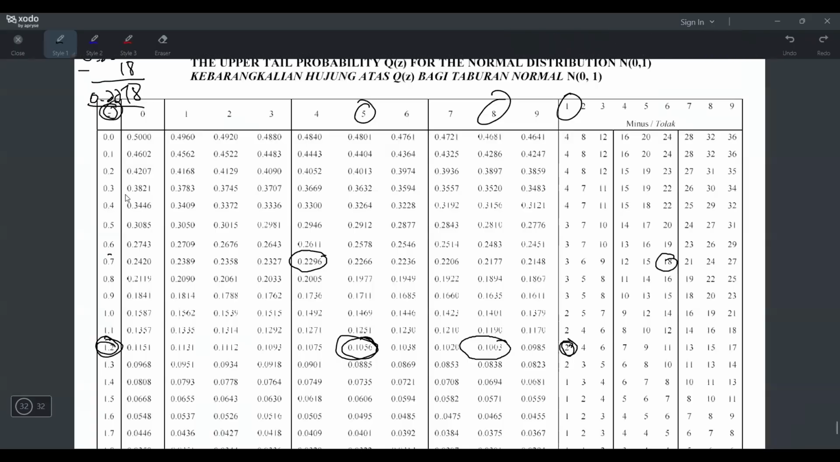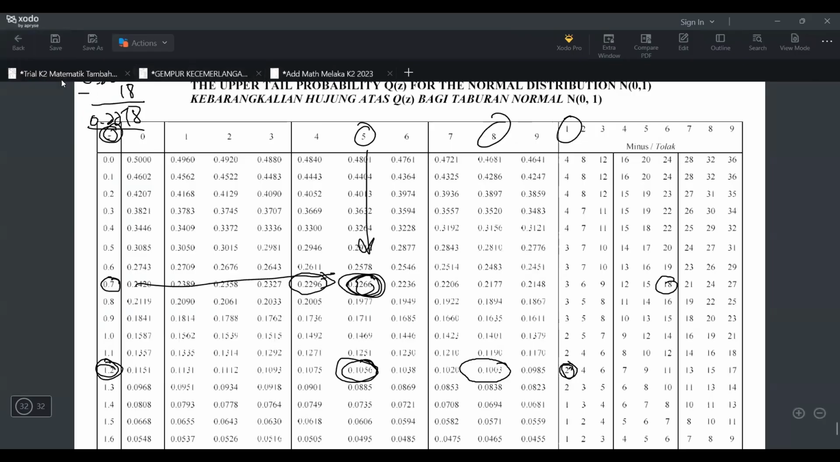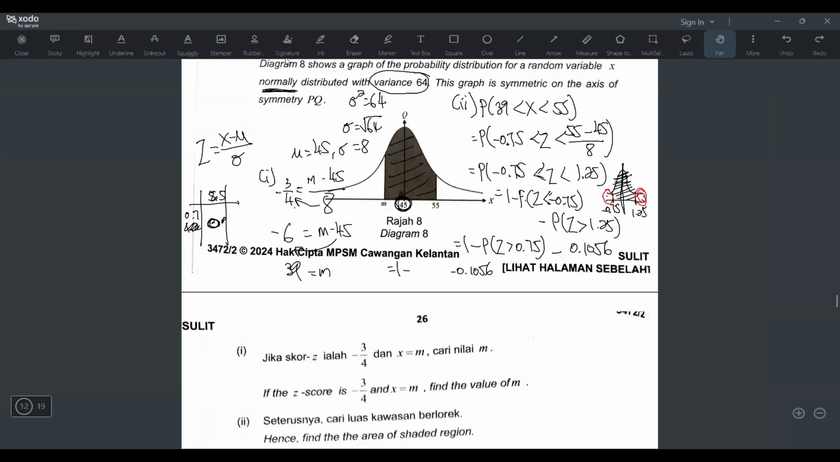So you have to look on the outside, read from the outside, because you have the Z value, right? So 0.75, this one. Okay, so this is the answer, 0.2266 is the probability. So go back to the working and write 0.2266. And now just take 1 minus everything, then you will get your final answer. So let's press 1 minus 0.2266 minus 0.1056. Okay, I'm done. My calculator gives me 0.6678. So that is the probability for the shaded region.